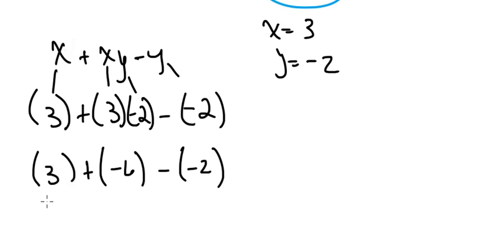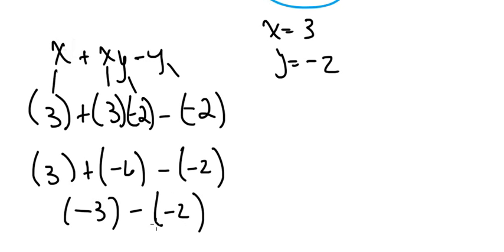Alright, so we have 3 plus a negative 6, or 3 plus the opposite of 6, which we know is negative 6. So if we're on the number line at 3, and we have to go negative 6, we know we're going to wind up at negative 3. So we have a negative 3. And then between that we have the minus a negative 2.